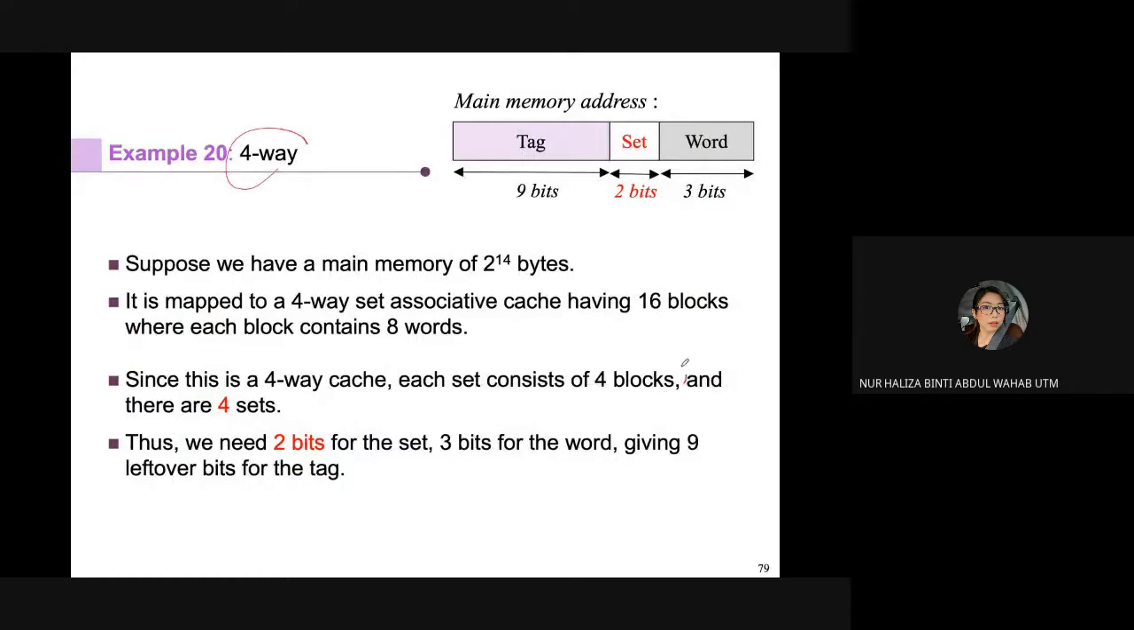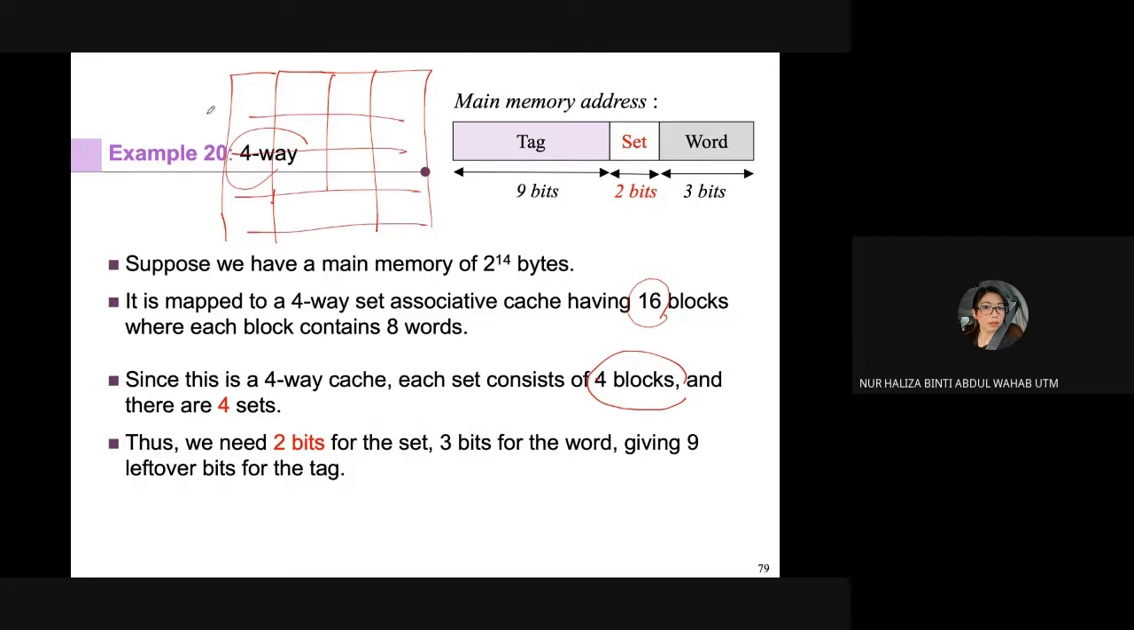For 4-way, you need to have 4 blocks. Because it's 4 blocks, you need to know how many blocks altogether. It is 16. 4 times 4 gets 16 altogether. So your set will have 4 sets, to the power of 2. Now your bits for your set is 2 only. You read over here, your words is to the power of 3. So it is 3 bits and altogether the tag will be 9 bits. Okay, this is very simple, I guess, for you. Only that you need to know if it is 4-way, you have 4 blocks, 2-way, you have 2 blocks, and how you're going to justify it.